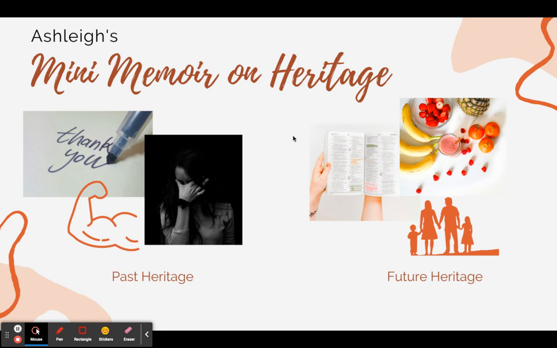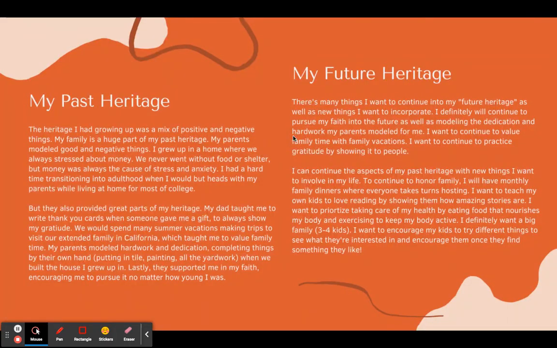And on that same document, on a separate page, you're going to write your 2 paragraphs. So I won't read this to you, but if you want to pause it and read it, you can. For those of you that are pursuing honors credit, this is what I want you to pay attention to. Right here, I want to continue to value family time. I'm talking about things that I want to continue from my past into my future. But I also talk about, if you go down here, the new things that I want to incorporate. So that is where you need to be very specific in having that outline.